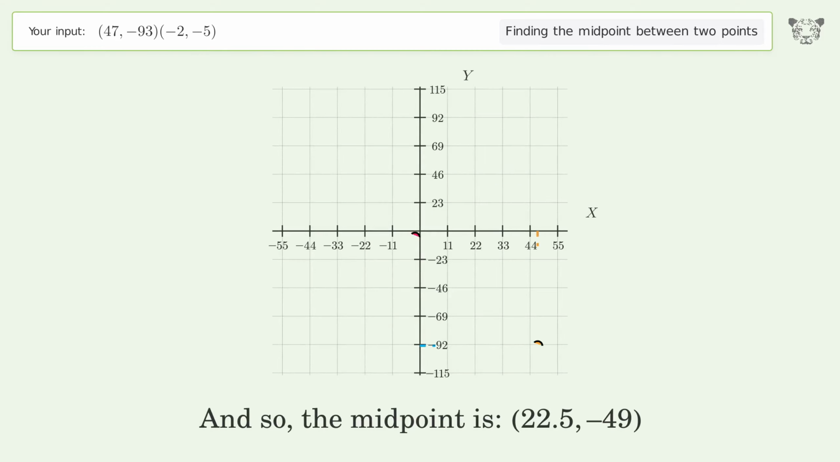And so, the midpoint is 22.5, negative 49.